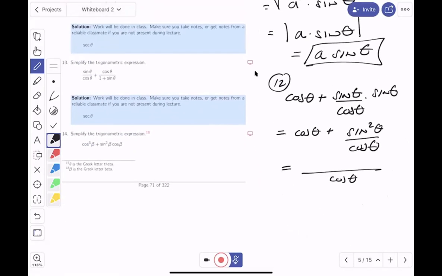And then what do you get on top? You would get cosine squared theta plus sine squared theta, which we know from the Pythagorean identity is 1. So it's 1 over cosine theta. What's that? Secant theta. Look at the key. You'll see that in the key. All right. Let's look at number 13.